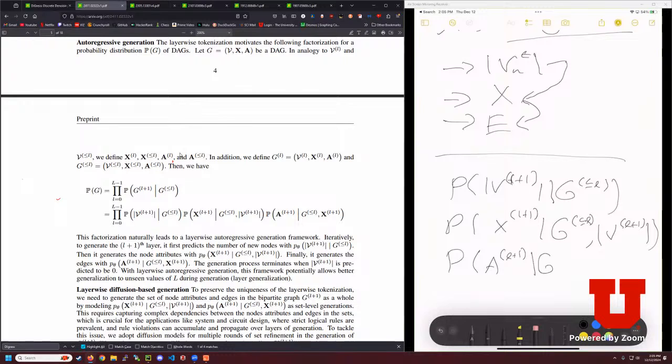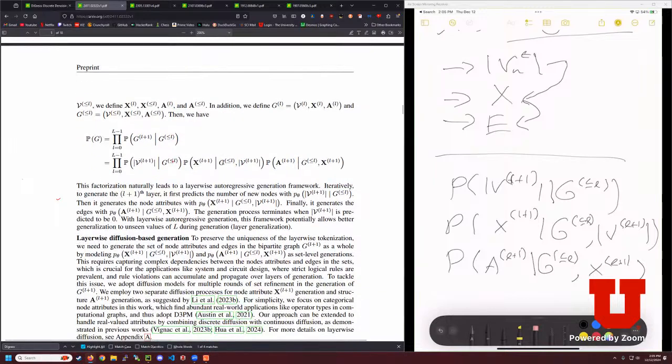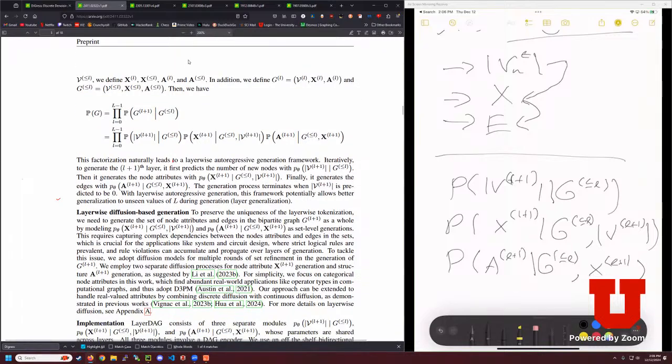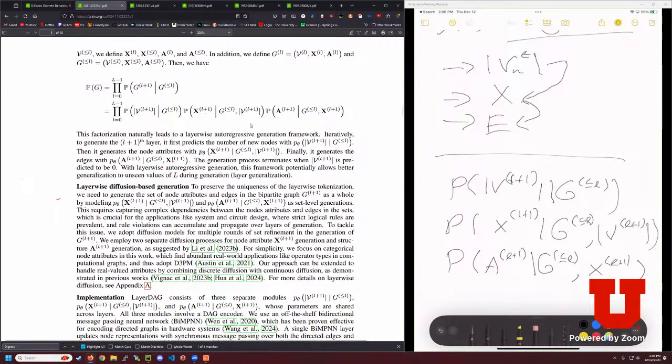But isn't the adjacency matrix A also generated along with the node types? In this case, they're not generated simultaneously. First they sample the number of nodes in the next layer, right? Yep. And then they generate the type for each node. Then they generate the adjacency matrix. Yeah.